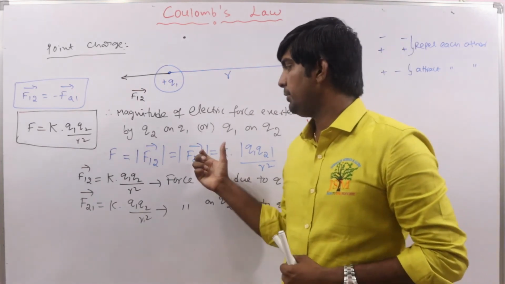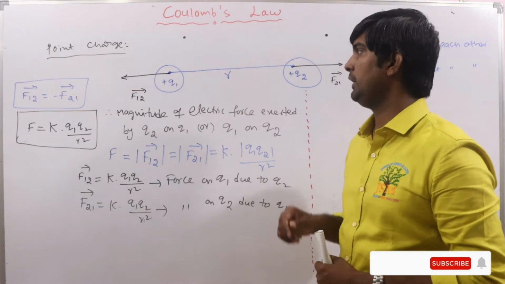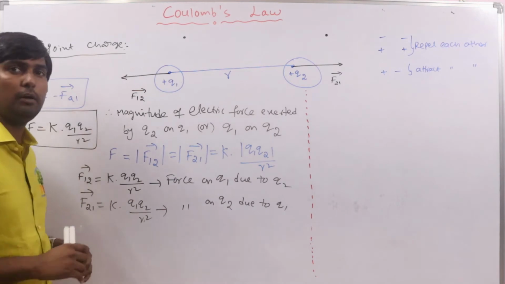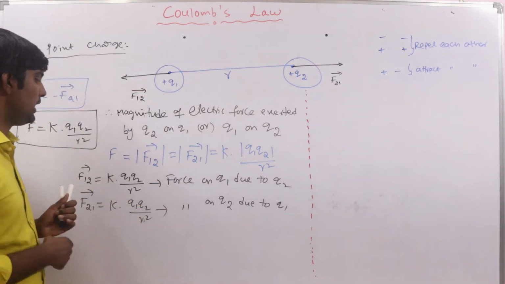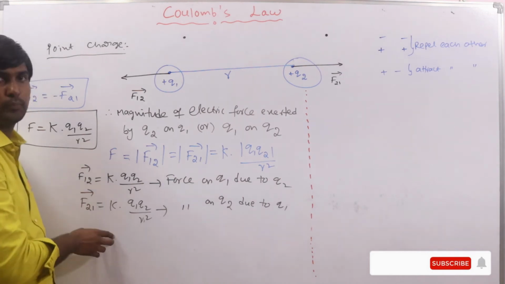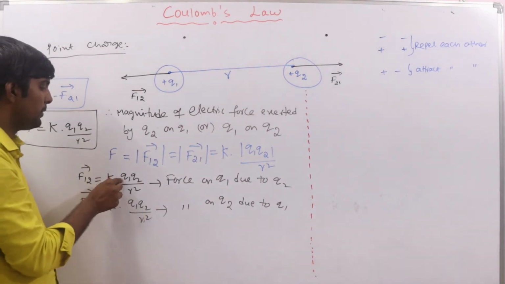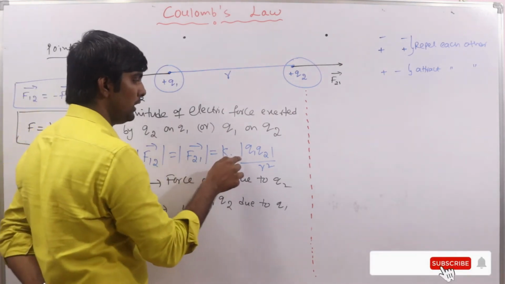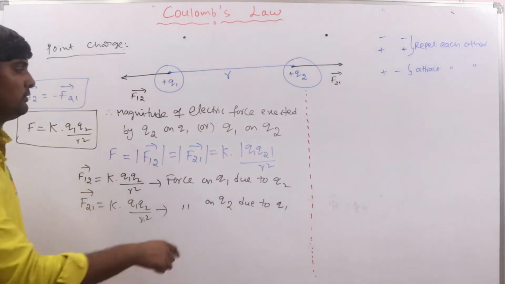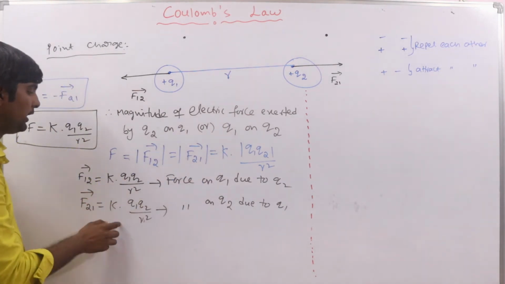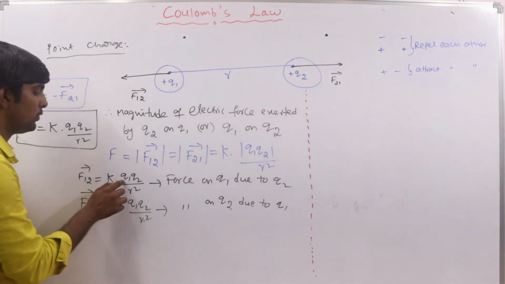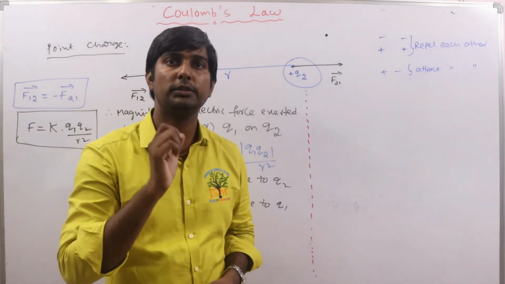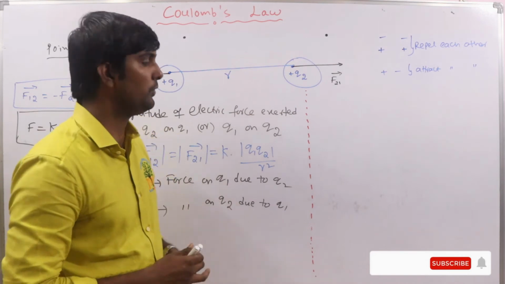But here, depending upon the charges which we are taking, both may be positive, both may be negative, or one is positive and one is negative, whatever it may be. While using this expression, we must substitute Q1 and Q2 along with their sign. See here, we have a modulus, so only magnitude we are considering, that's why we took modulus. But in this expression, you must substitute both the charges along with their sign. By that only we can identify whether the force is attractive force or repulsive force.